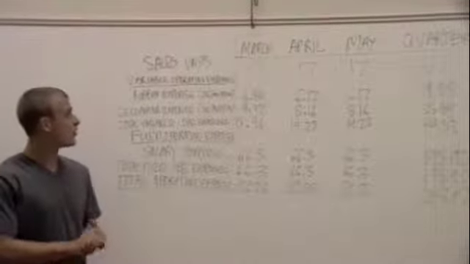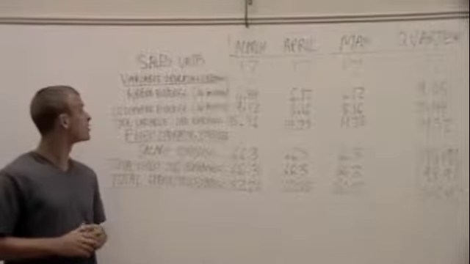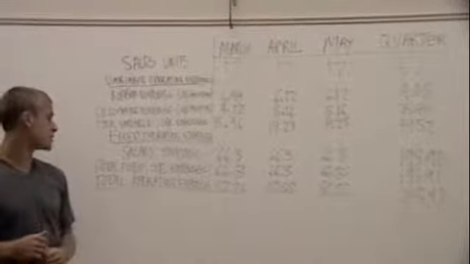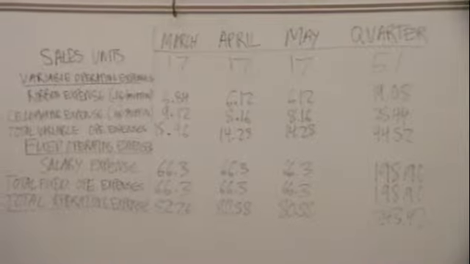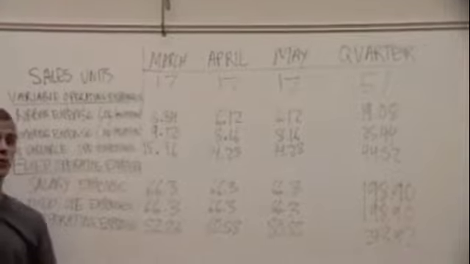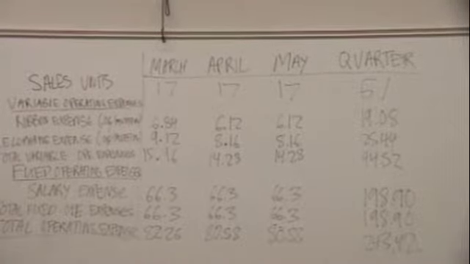Okay, and now on to our operating expenses budget. Our operating expenses budget is going to help us figure out our variable expenses, our fixed expenses, and it's going to lead us to our total operating income. So, as you can see, we still have 17 units across the board, which is 102 muffins. And we're going to start off with our variable expenses.